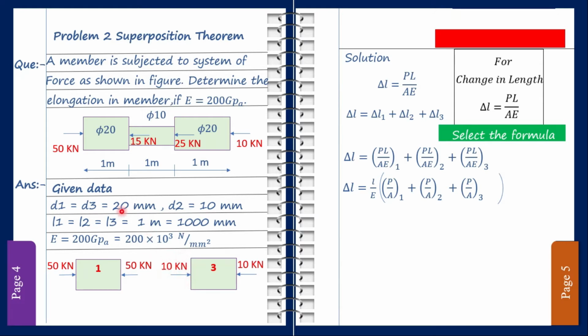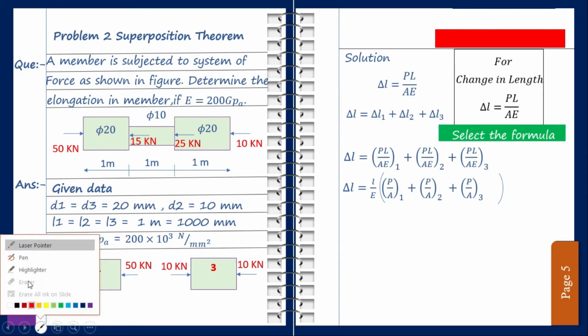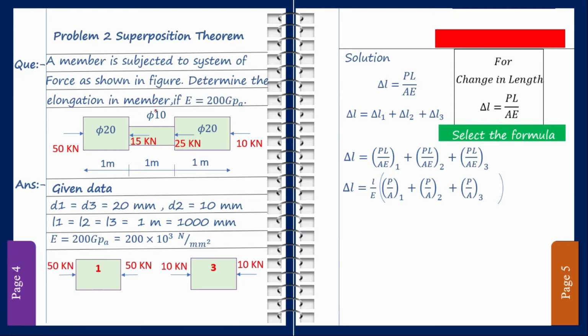So it is very easy to calculate the load at the first section and the load at the last section. P1 is equal to 50 kilonewton as it is acting at the leftmost portion. P3 is equal to 10 kilonewton which is acting at the rightmost portion. To go for P2, I have to divide this member into two equal parts. So I am dividing this member into two equal parts.